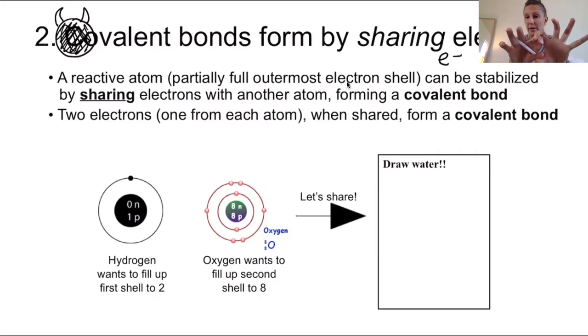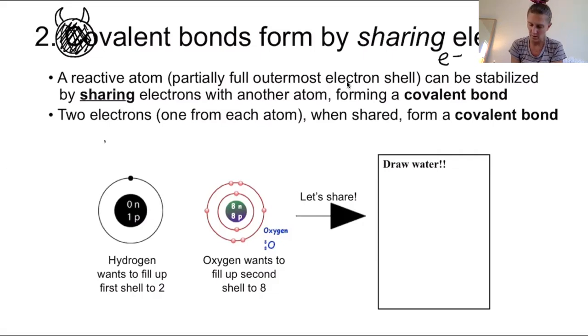and sharing electrons. And when you're sharing electrons, you're basically bound together really tightly. So a reactive atom can be stabilized by sharing electrons from another one, and that's called a covalent bond. So two electrons, one from each atom, get shared in a covalent bond.